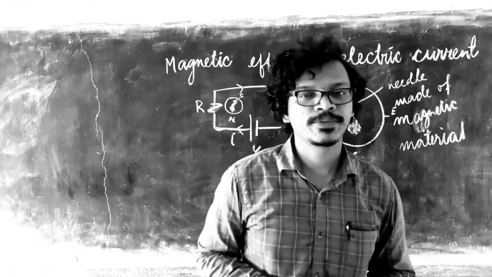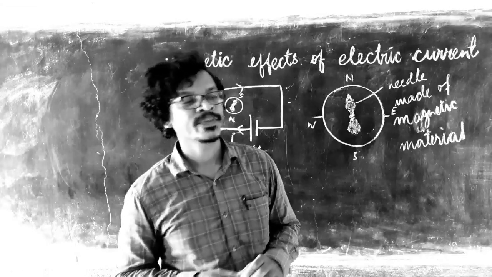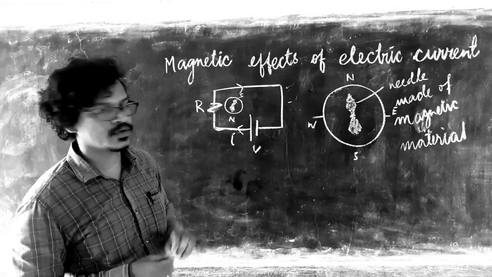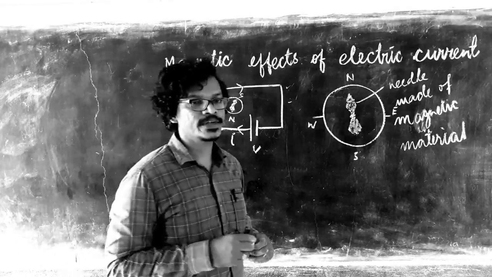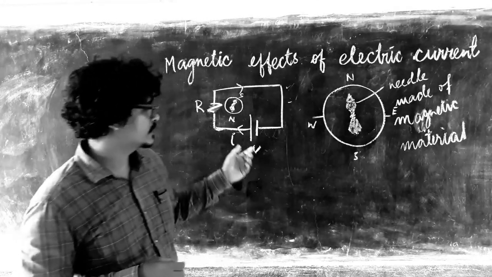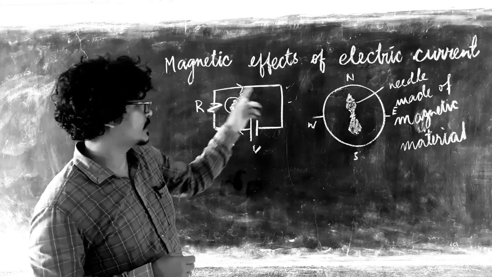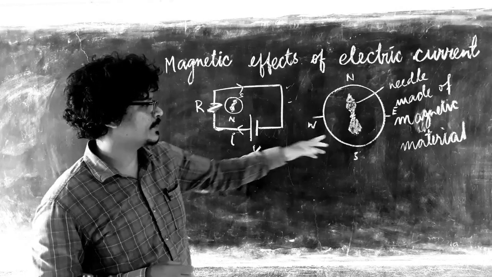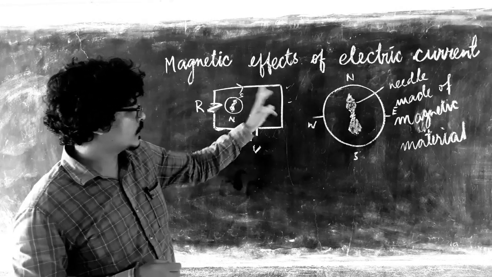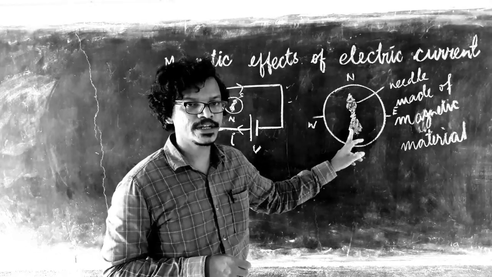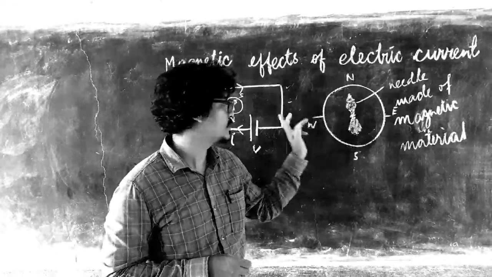Here we have used the magnetic compass to indicate whether a magnetic field is present around this wire or not. So what was the activity? Whenever there is a current in the circuit, you place a magnetic compass near the wire, and you will see the deflection of the magnetic needle. It shows that there is a magnetic field present around the wire.